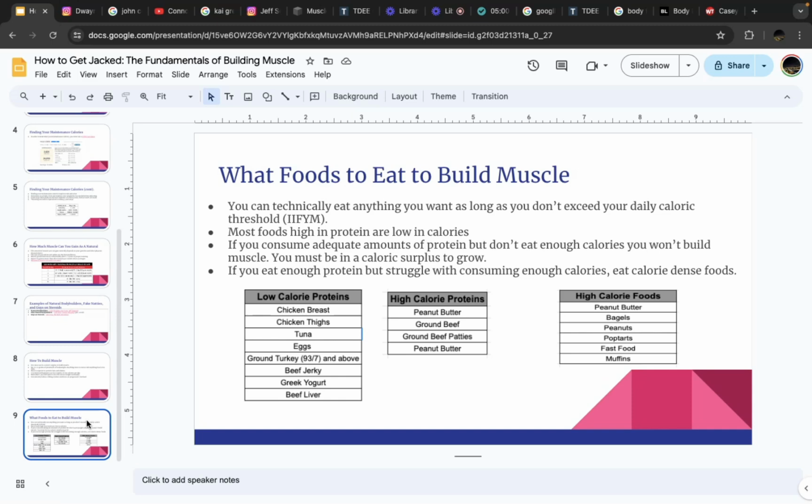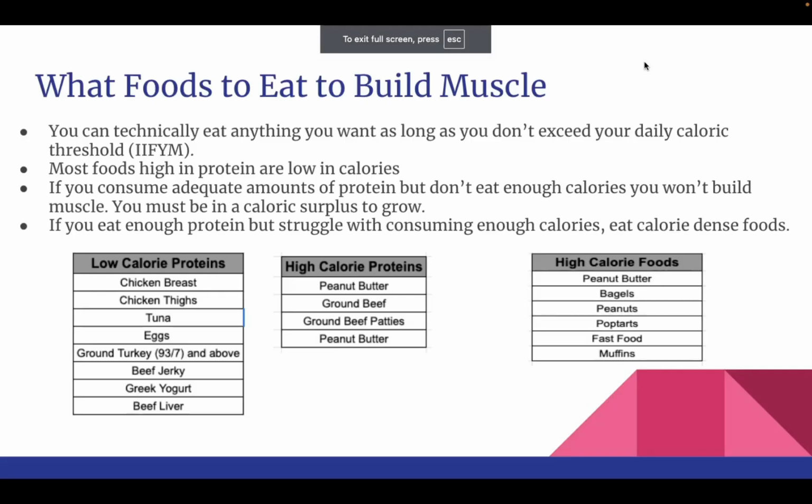However, after completion of this course, you should now have a better understanding of what you need to do in order to build muscle. Now, the main takeaways here are that you need to eat in a caloric surplus, eat adequate amounts of protein. Understand that if you eat adequate amounts of protein but don't eat in a caloric surplus, you will not gain muscle.